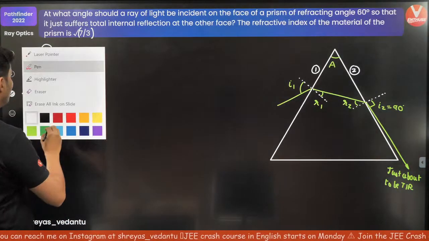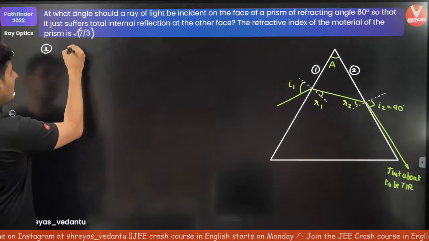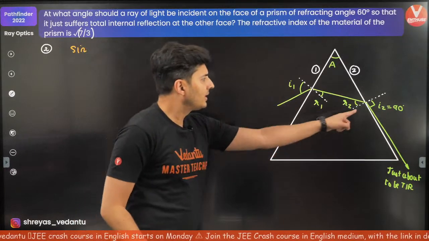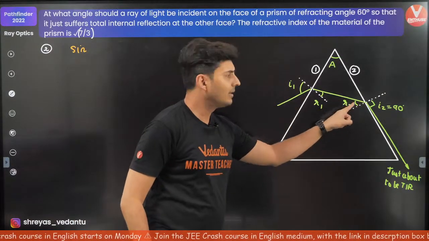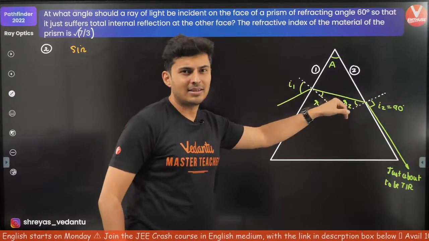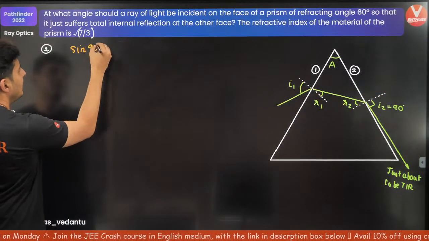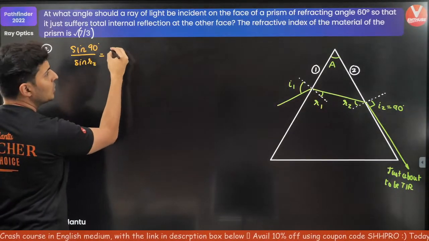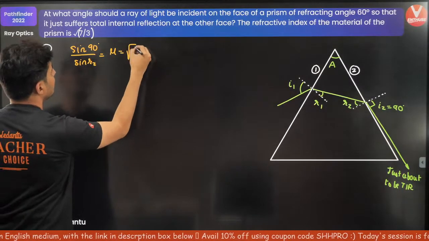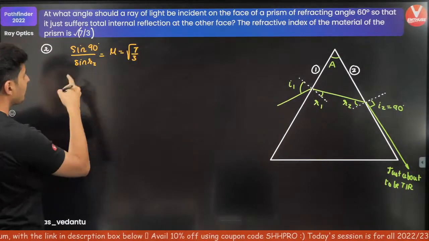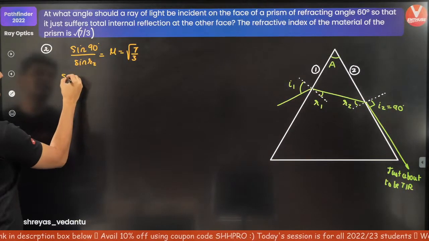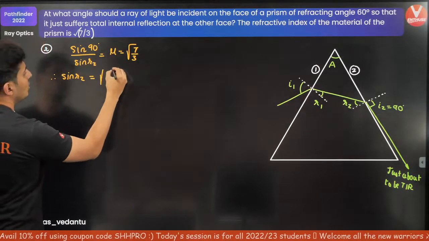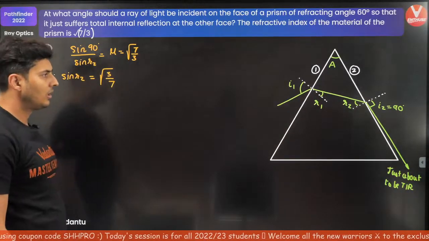So for the second surface, what do we get, guys? Observe this carefully. I can say that the sine of this angle upon the sine of this angle will be the refractive index, rare to dense. You can think of it that way. So sine of 90 divided by sine of R2 is nothing but mu. Okay, and mu is nothing but root of 7 by 3. So sine 90 is 1. Therefore sine of R2 is nothing but root of 3 by 7. That's what I got. I got R2.